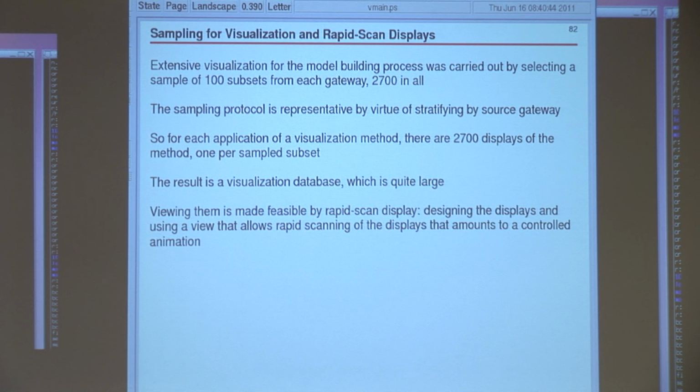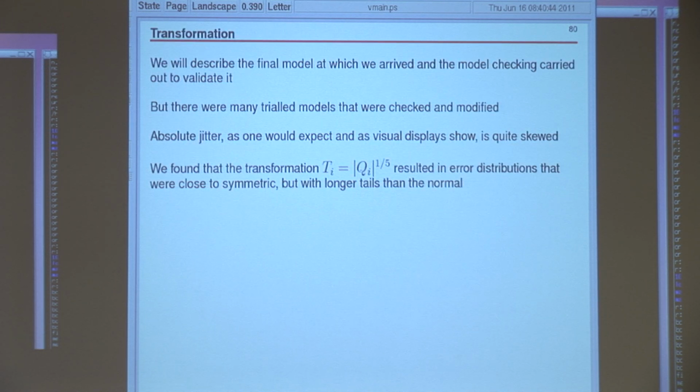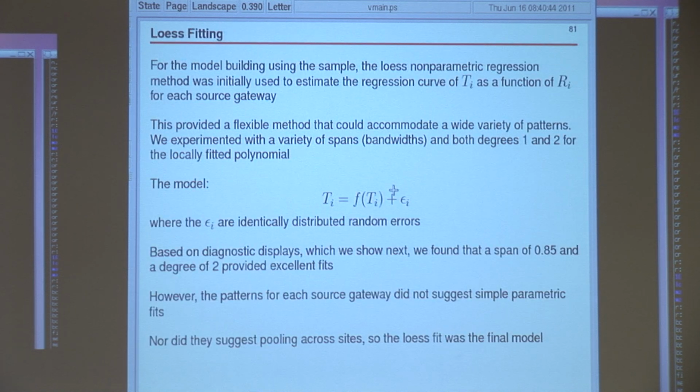Actually, I forgot to tell you one thing here. Sorry, this is all messed up. I'm going too fast. Sorry. This is a function of r sub I, the rate. I mean, I've got t sub I as a function of t sub I. Actually, that's a very nice model. But unfortunately, sorry, function of r sub I. We needed to get the rate somehow, okay?